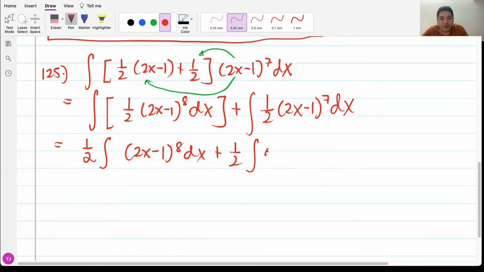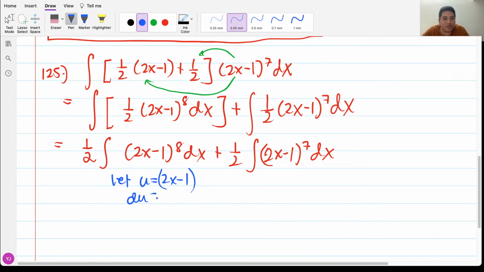So you have (2x - 1)^7 dx here. So u substitution, we let u = 2x - 1. You'll have du = 2 dx. You have du over 2 equals dx.